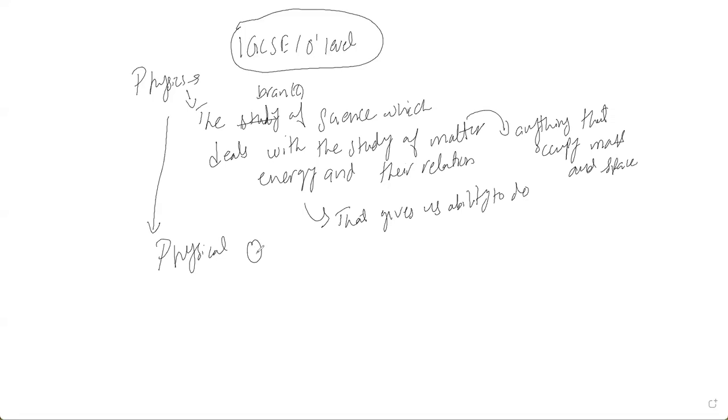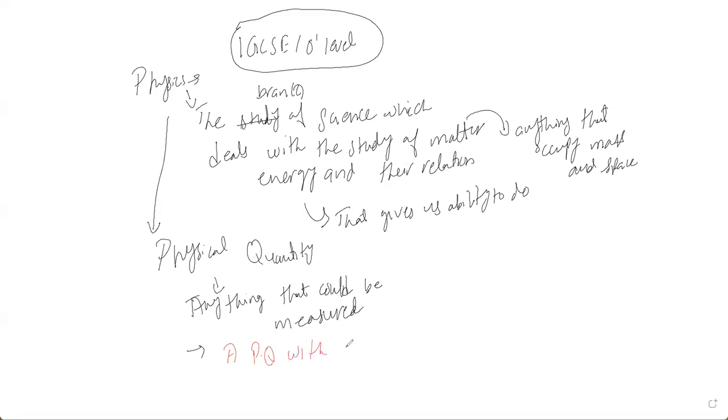So the first thing that comes after the definition of this, as it's a revision series, so I'll get to the points mainly. The physical quantity. We define a physical quantity as anything that could be measured, or some students must have heard it in a way that a physical quantity is the one with magnitude and unit. For example, 10 kilograms.